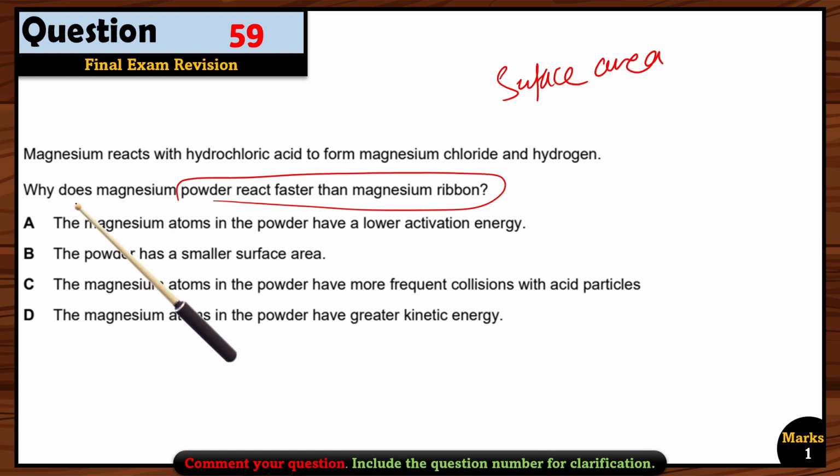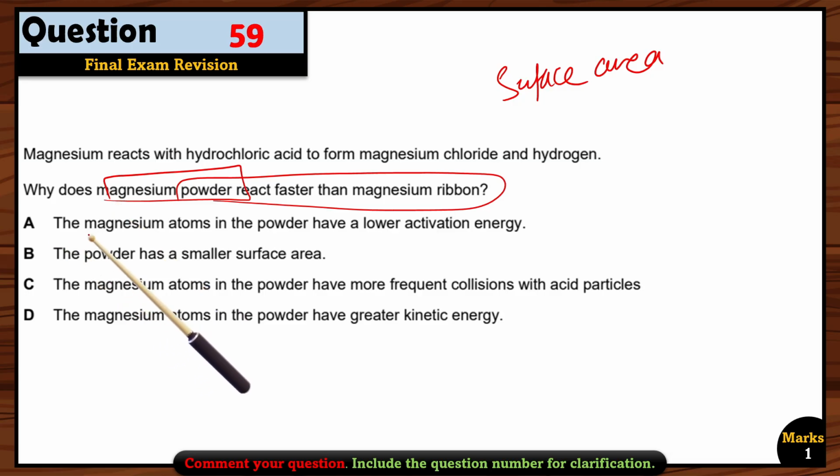Okay, so if you see, why does magnesium powder react faster? Because magnesium powder has a higher surface area. That's why the rate of the reaction will be higher, right? So why the rate of the reaction will be higher if there is a large surface area? It means more particles will be exposed. There will be more particles that will be exposed to the other reactant for the reaction.